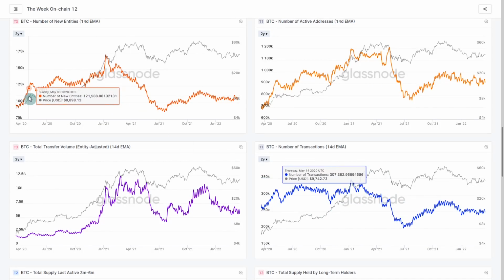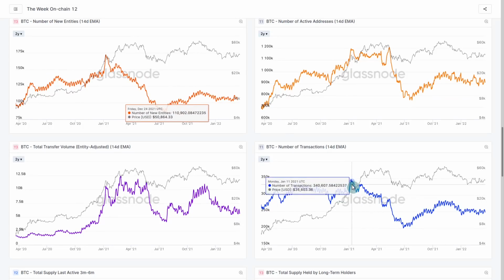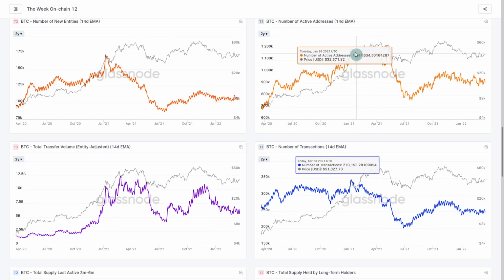Now, the same way that growth in these metrics shows that there is a bullish trend in play, we see a decline in these metrics, particularly as we topped out through March and into May. We started to see weakness across this growth in people coming into the network. So really, this is somewhat of a bearish divergence. We can see it here in the number of transactions. We can see a stagnation in the number of active addresses.